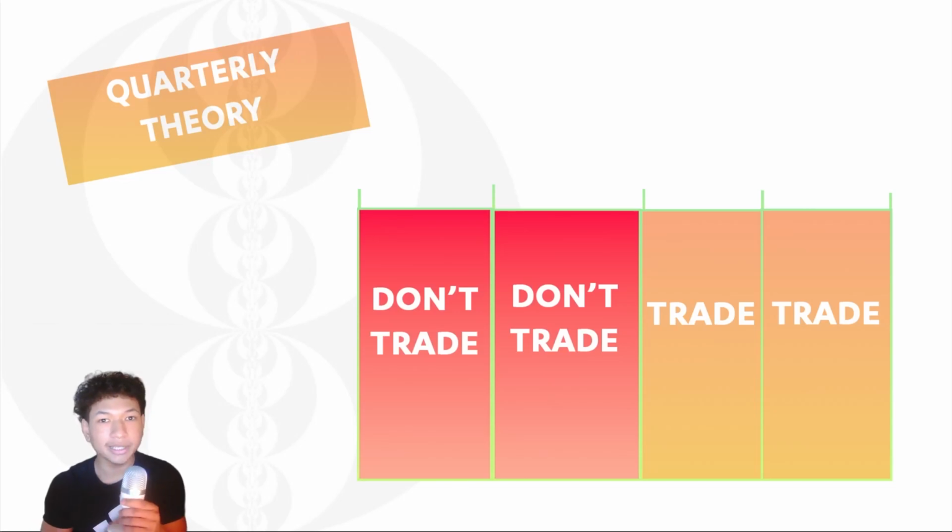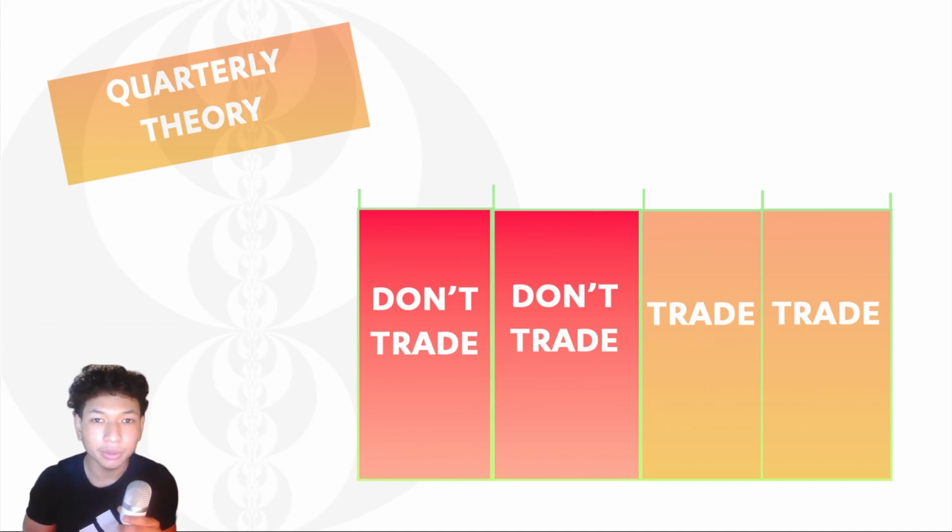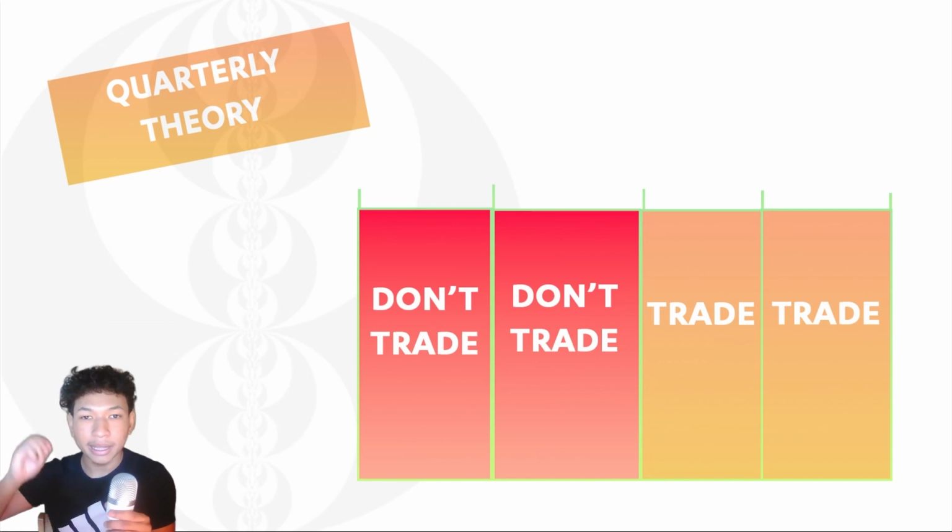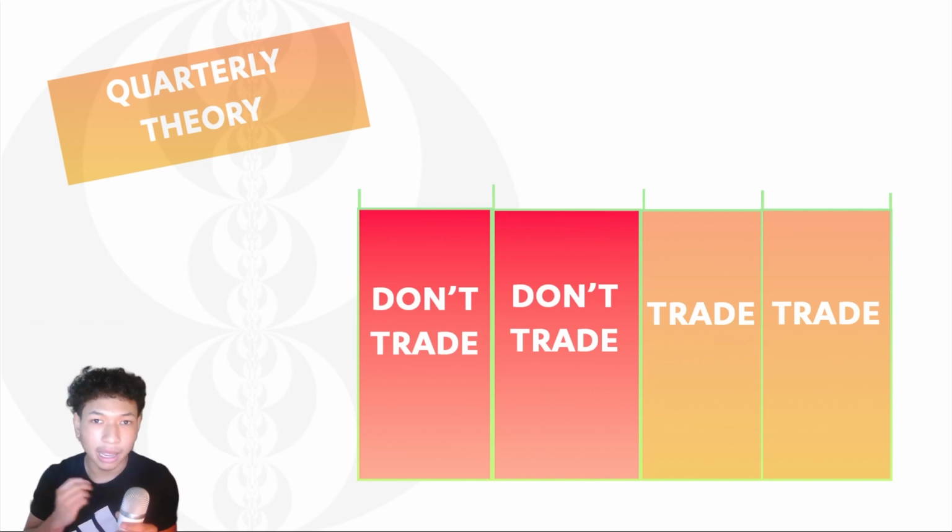Hello YouTube, today I'll be talking about the significance of timing and specifically the concept by ICT called quarterly theory. What quarterly theory allows us to do is find the most optimal times for us to get in entries. It allows us to get an accurate bias and discernment of what's going on in the market, which is very important for traders, and having consistency. So now let's get into it.